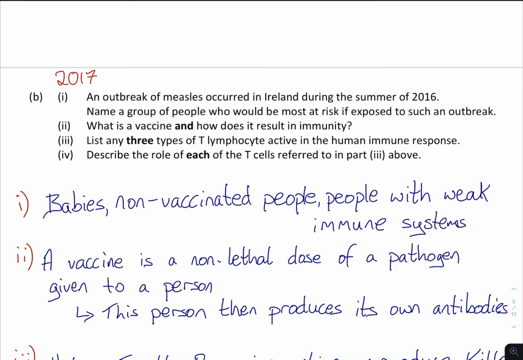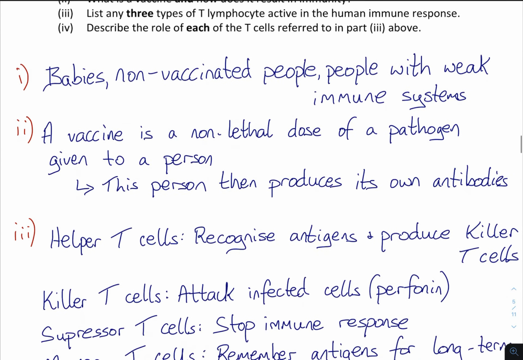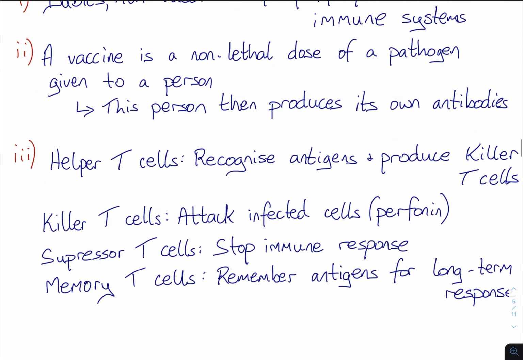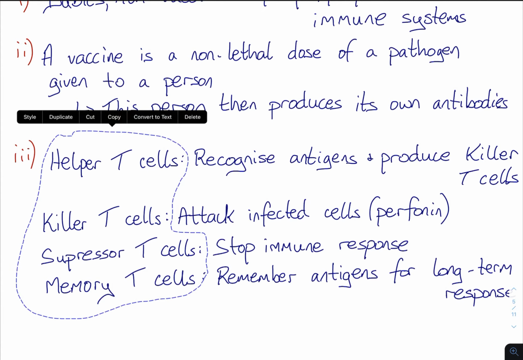Now, part 3. List any 3 types of the T lymphocytes active in a human immune response. Now, there are 4 in total. I'm going to list and also describe all 4 of them, but you only need to do 3. So you've got your helper T cells. I might highlight these now. Helper T cells, everybody. What exactly do they do? They recognize antigens and they produce the killer T cells.